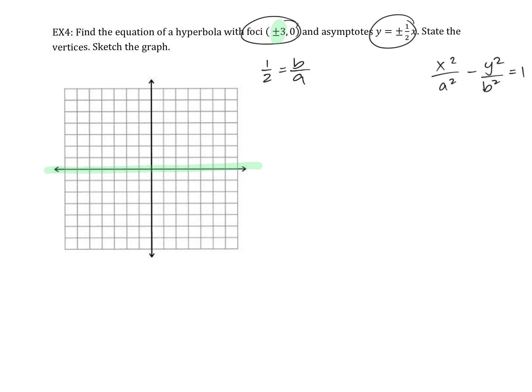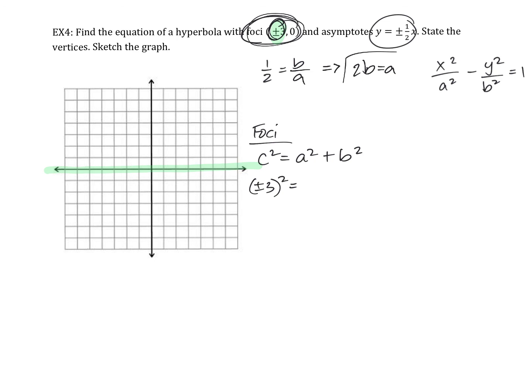So I'm going to use the information for the foci and try and solve this. We know that for the foci, c squared is supposed to equal a squared plus b squared, and we know the c value is plus or minus 3. Do I know a or b? I don't know it right now, but I could use the equation up here to solve for one of them, and then use substitution to put into the equation for the foci. Let's just go ahead and solve for a. Why not? Doesn't matter which one you choose.